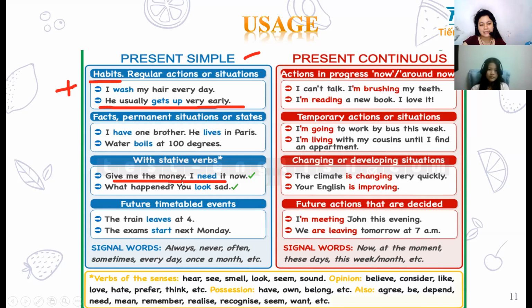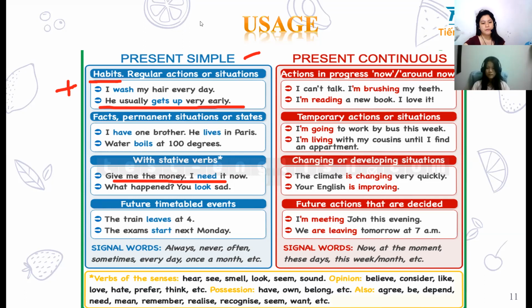And look at the example. Give me the money. I need it now. Meaning the need here is the static verb. You need it now. It is used with a time expression such as now and at the moment. Give me the money. I need it. So that is how we are going to use the static verb.